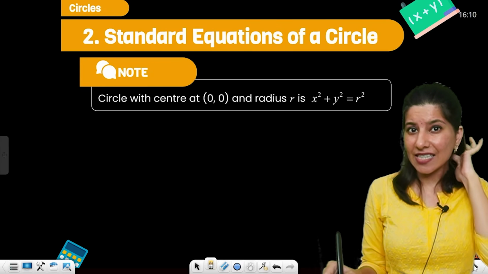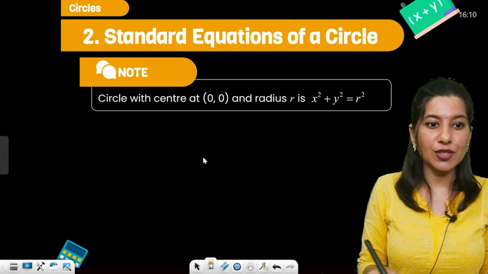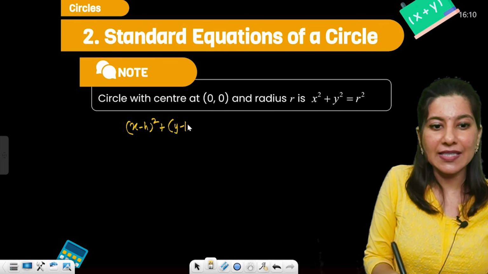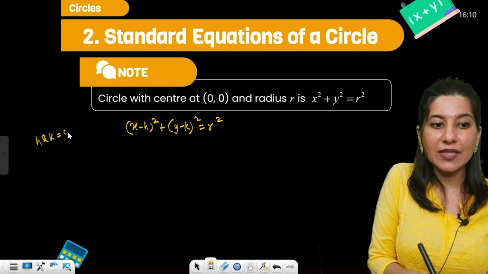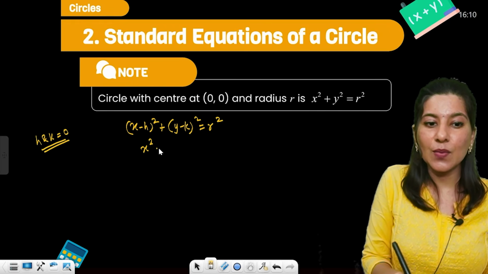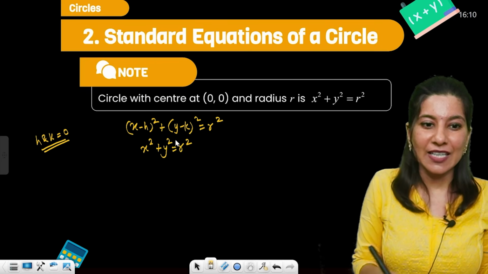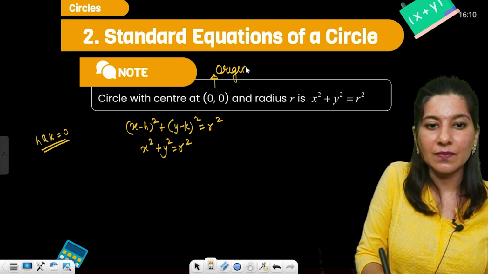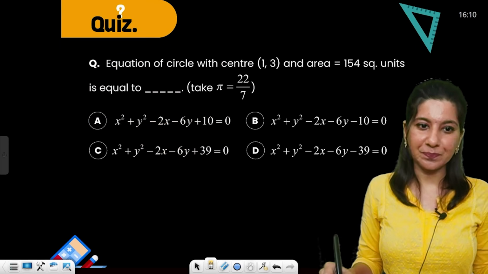Now there is a special case. If your center lies at the origin, that means in this equation, (x − h)² + (y − k)² = r², your h and k both become 0. That means your x² + y² = r². Right? So (0, 0) is what? Origin. Okay, all right. Clear. Perfect.